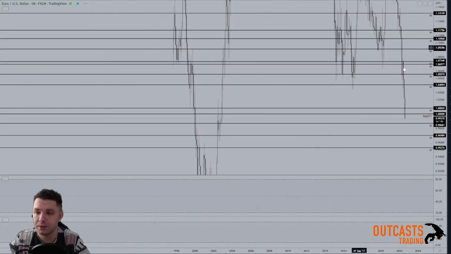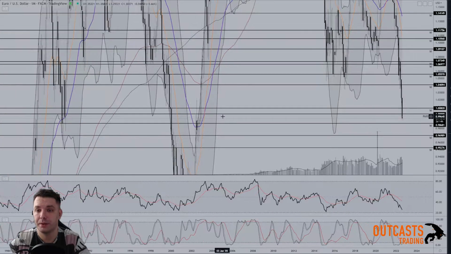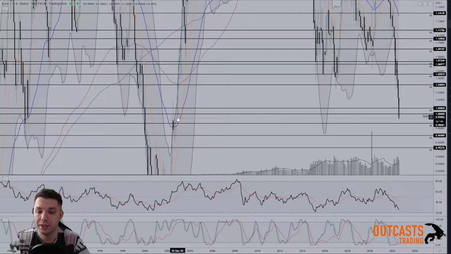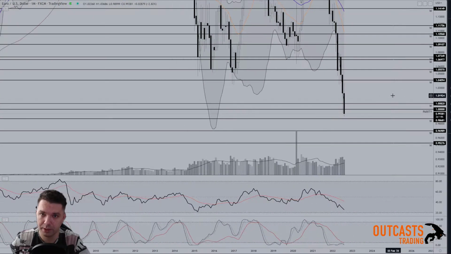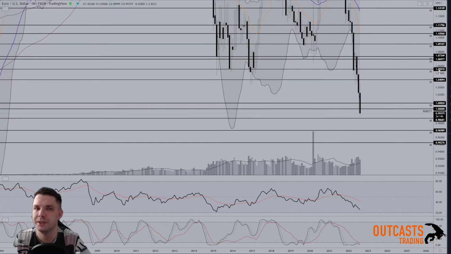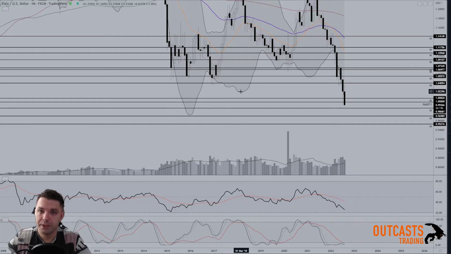If we scroll back in time, the last time euro was cheaper than US dollar was in December 2002. Okay, so it's pretty important. It's 20 years of price action, and we are back in this zone. So this is a lot of things to be watching.